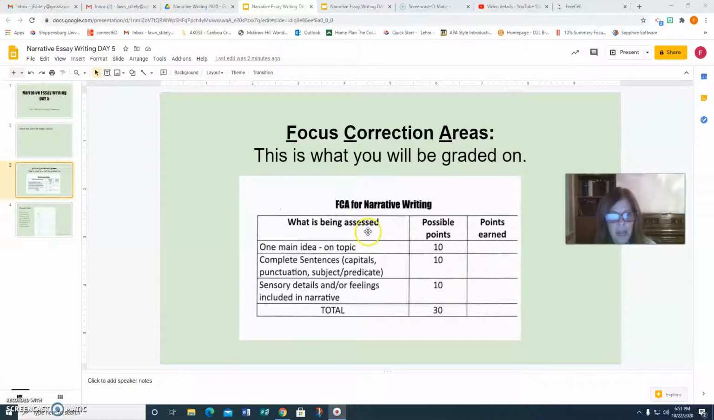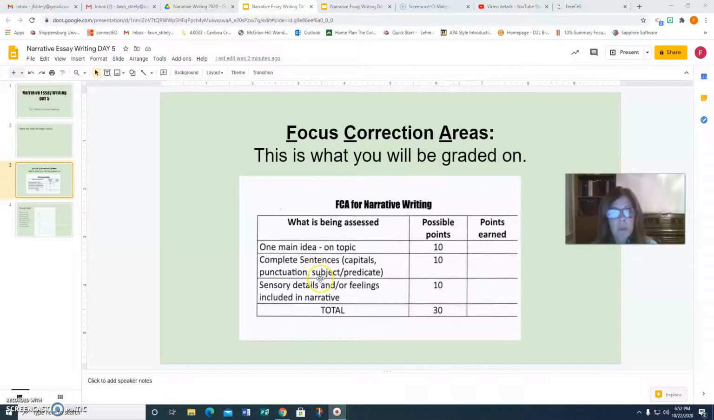What is being assessed? Well, there's 3 areas that you will see, and each area is worth 10 points, giving this paper a total of 30 points. So one of the areas you're going to be assessed upon is, did you stay on one main idea, meaning did you stay on one topic? Because we don't want to be talking about one thing and jump to another story. This all needs to be just about this moment or these few moments in your life.